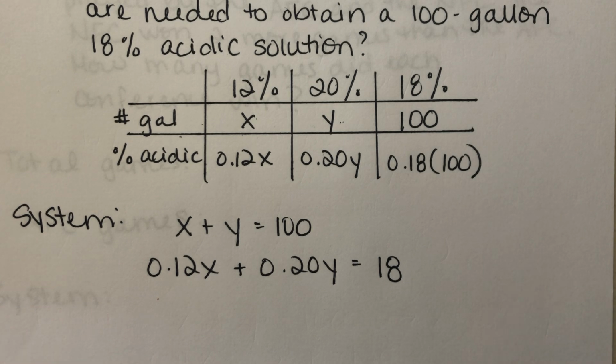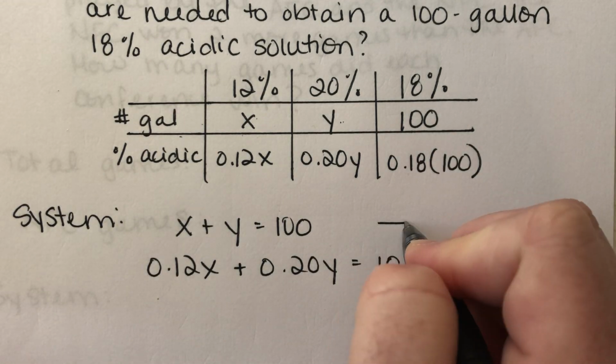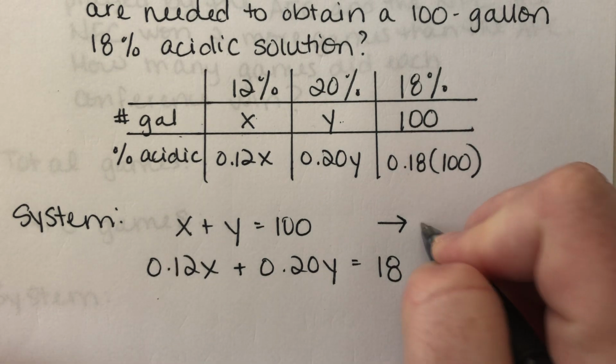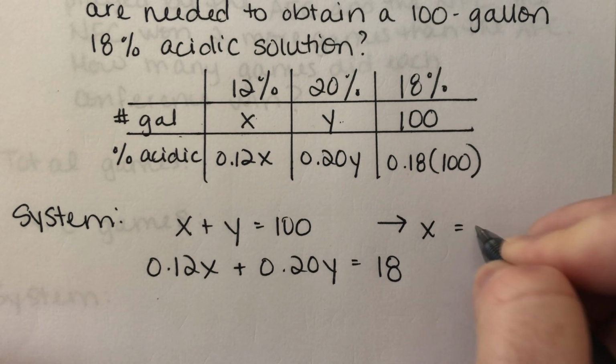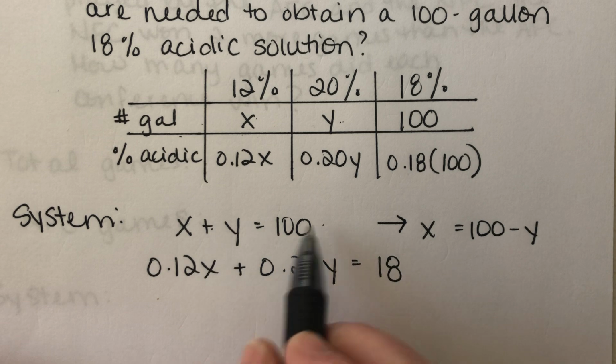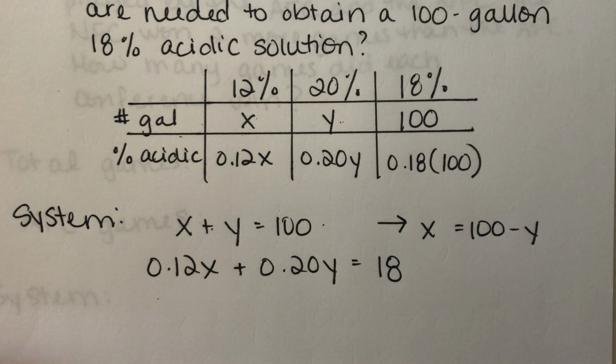And remember, because we're using substitution, I need a tool and an equation. So this top one's going to be my tool. And I want to get either X or Y by itself. Doesn't matter which one. So I'm going to get X by itself. X equals 100 minus Y. Just subtract Y from both sides, like a literal equation. Okay, so this is my tool now.